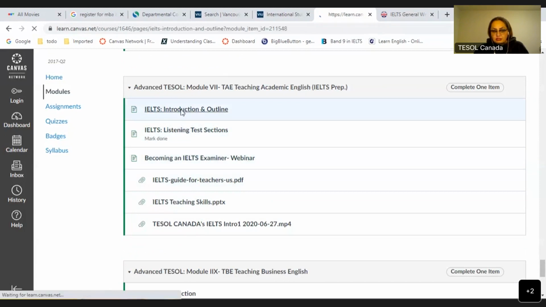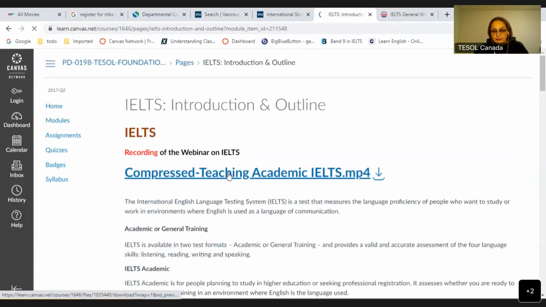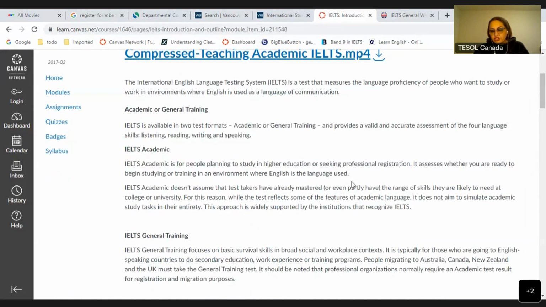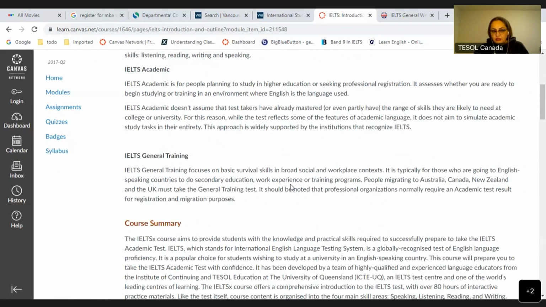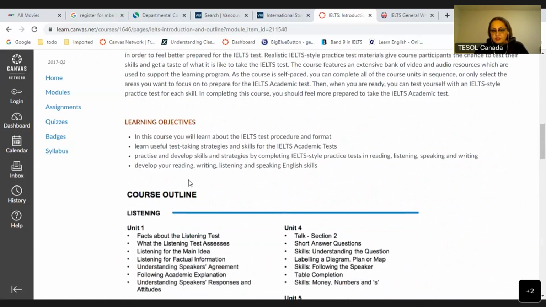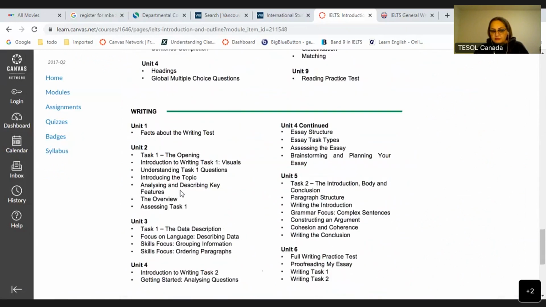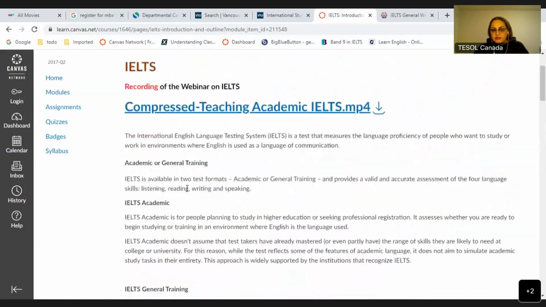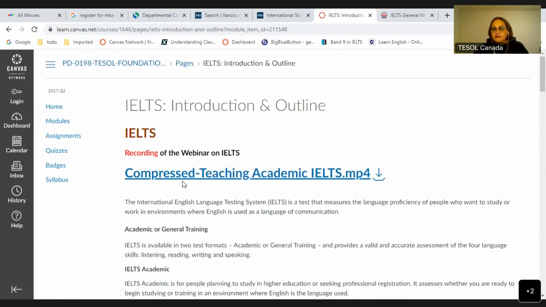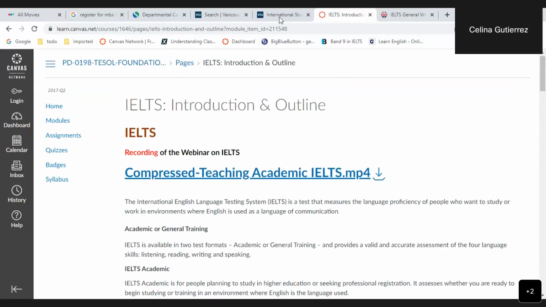So let me click on IELTS. Teaching academic IELTS. I basically talk about general as well. Oh, here is mentioned IELTS general training. Yeah, it's active. So what is the course objective? Okay. So you can find some information about IELTS here on Canvas. Good. Yes, I can see that here. Yes, I wasn't sure where to find it.